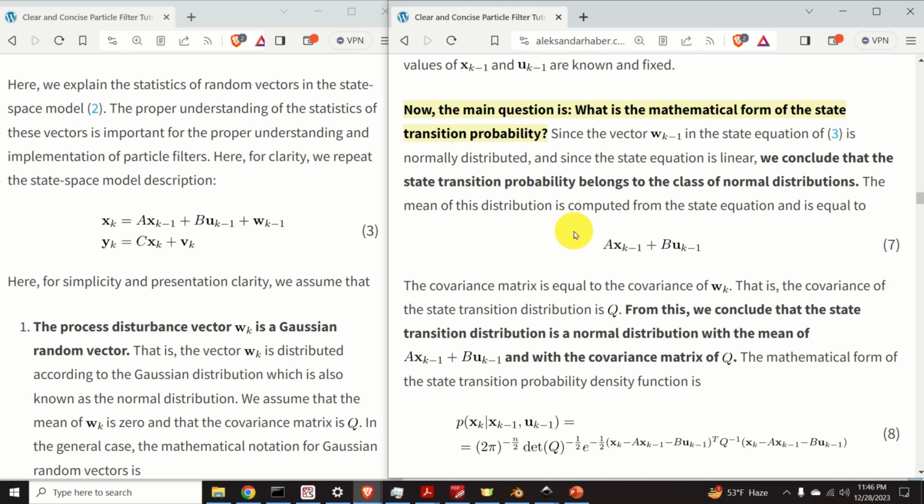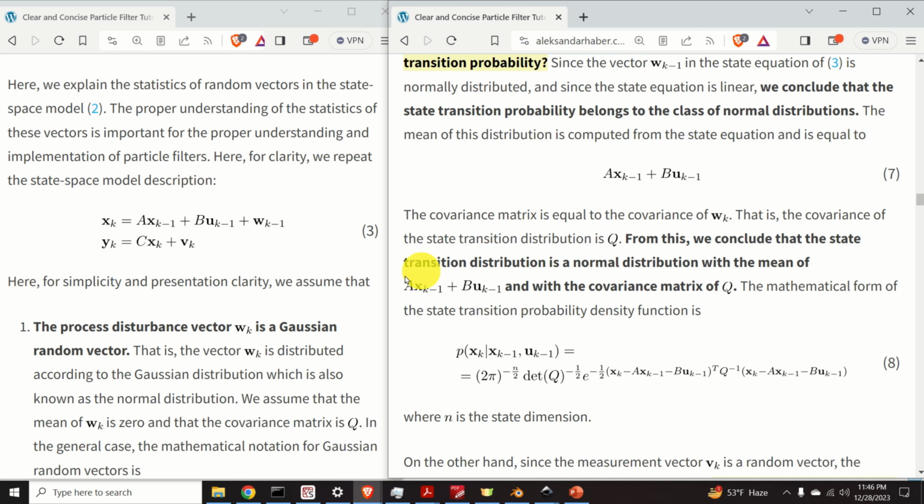From this, we conclude that the state transition distribution is a normal distribution with the mean given by this expression and with the covariance matrix of q. The mathematical form of the state transition probability density function is a standard normal probability density function given by this equation. Over here, n is the state dimension.